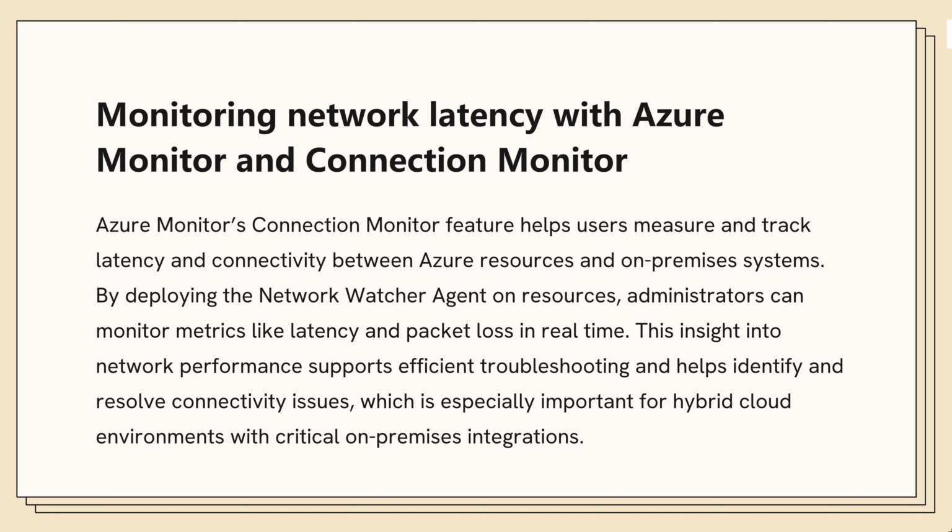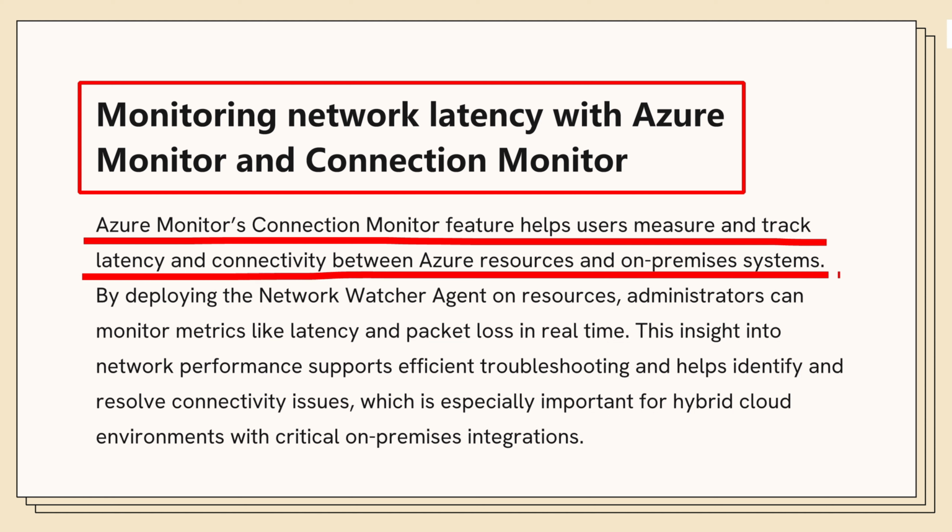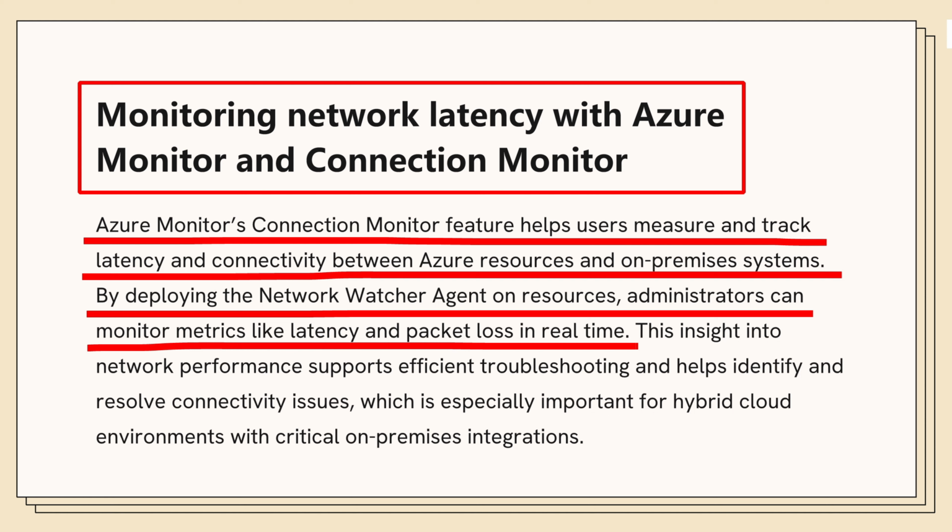The knowledge points of this question are: monitoring network latency with Azure Monitor and Connection Monitor. Connection Monitor and Azure Monitor let you see how fast data is moving between your Azure and on-premises resources. By using the Network Watcher agent, you get metrics on things like latency, which is helpful for troubleshooting any network issues.